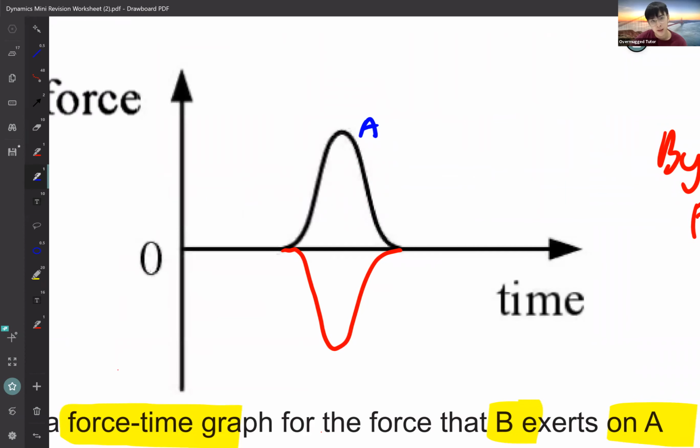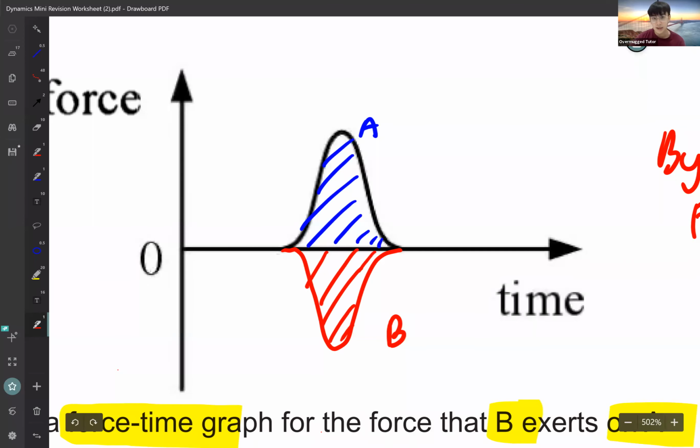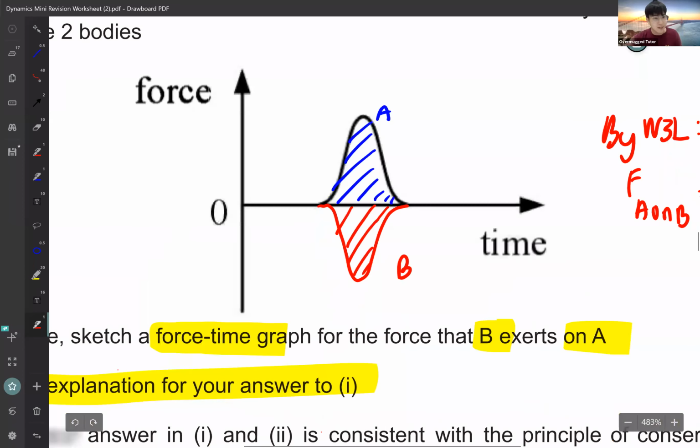What's the change in momentum of A? The change in momentum of A is the impulse, which is this area. How about the change in momentum of B? It's also this area, which is the area of the force time graph under B. Both of them have the exact same shapes but in opposite directions. Meaning the impulse of A is exactly equal in magnitude, but opposite in direction to B. Okay, so we'll write out the last statement. This was my favorite question.